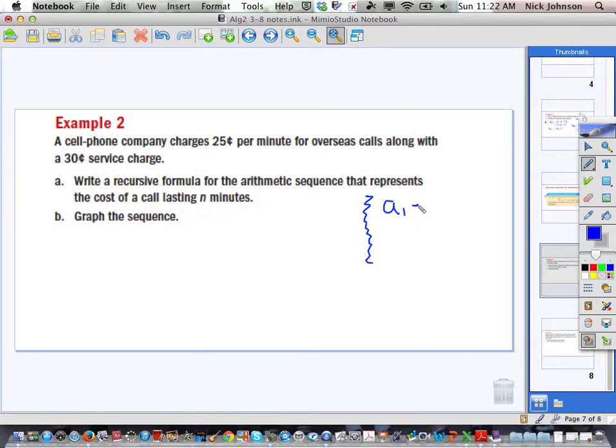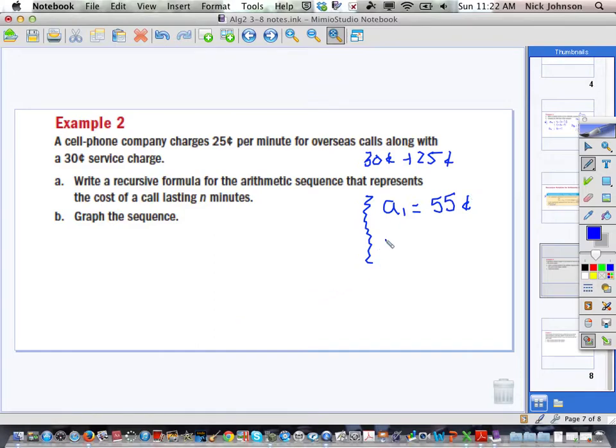So a of 1 equals, what happens when you make that phone call? You have a 30-cent service charge, and you're going to get billed for that first minute. So 30 cents plus 25 cents, as soon as you make that phone call, you're getting charged 55 cents right away. Okay? You're getting charged 25 cents a minute right after that.